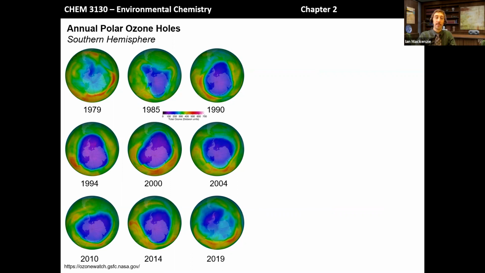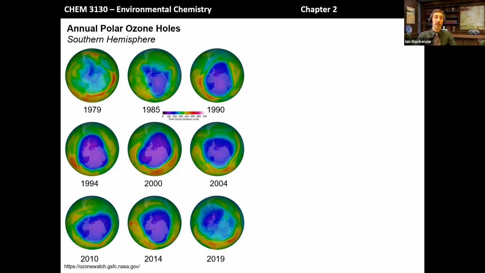You can actually go to this site, ozonewatch.gsfc.nasa.gov, and you can see maps of ozone for every single day. They generate a map every single day of ozone at the North Pole and also at the South Pole. And here we're looking specifically at the South Pole.